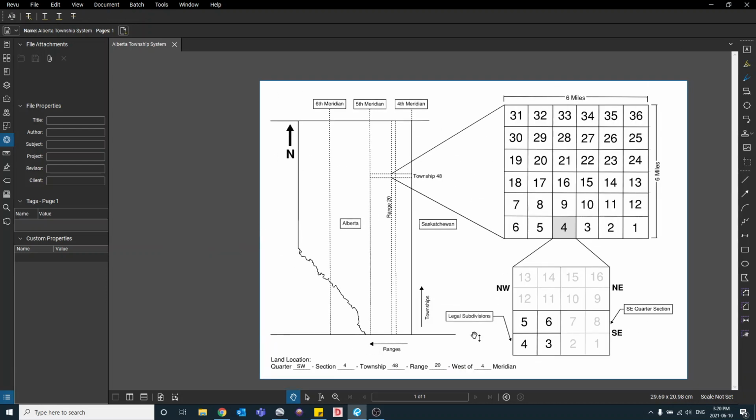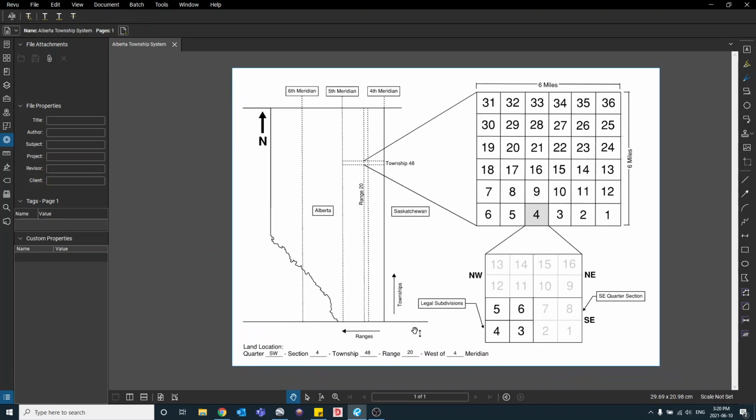But the first thing you look at on a land location number in Alberta, or land location description, would be which meridian they're west of. In Alberta, we have the 4th, 5th, and 6th meridians, which go north-south and cut through the province. The reason we look at the meridian first is because all of the townships and ranges, which I'm going to talk about in a second, restart once you hit the next meridian.